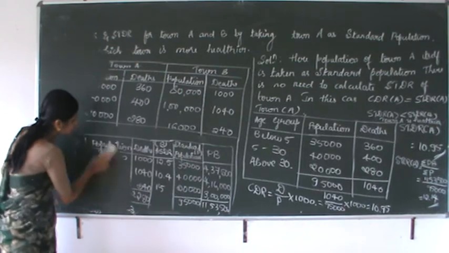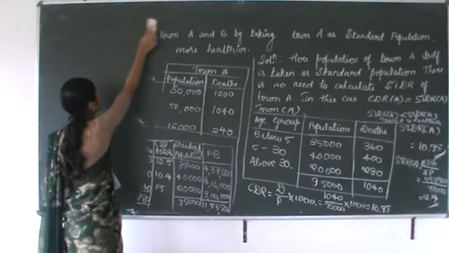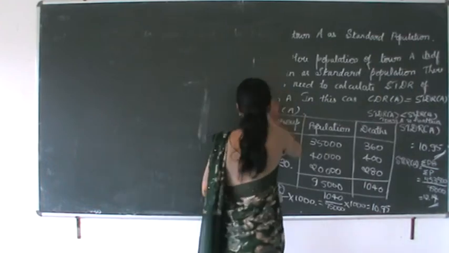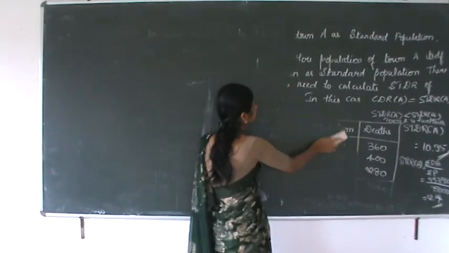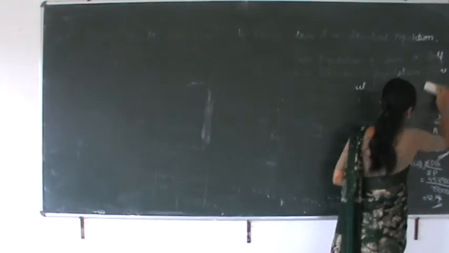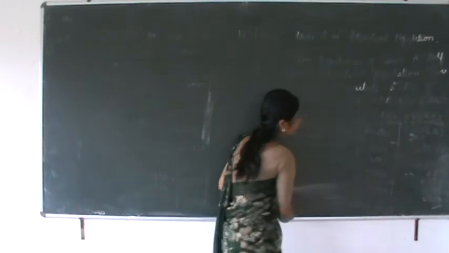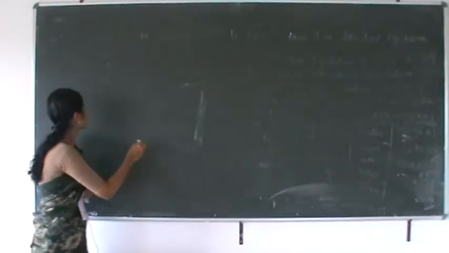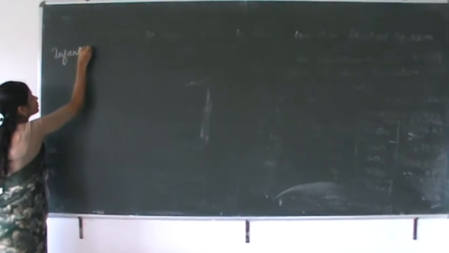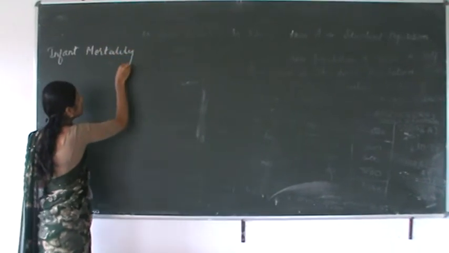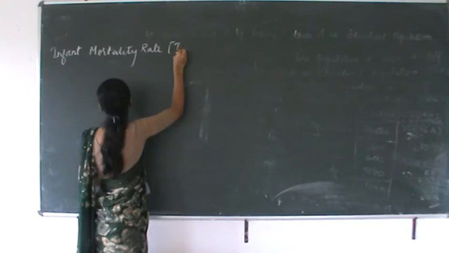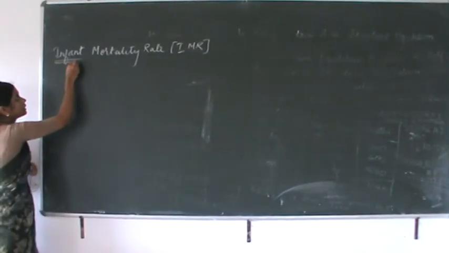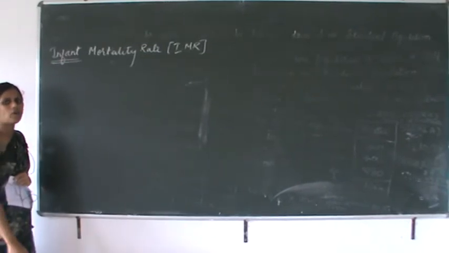Now we will move on to the next measure of mortality, that is infant mortality rate. Infant mortality rate is also one of the measures of mortality where we are going to consider the deaths of infants. Infant mortality rate. In short, we can call it as IMR. Infants are nothing but the babies who are aged less than 1 year. They are called as infants.